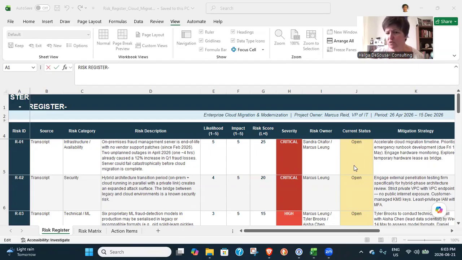And then, of course, the status of the risk. What's going on with it? Right now, it's open.